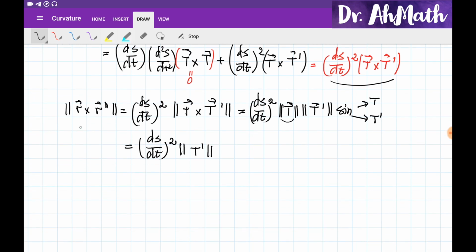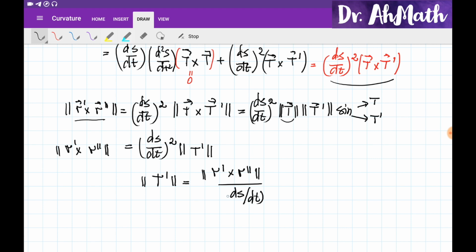Okay, so we've got this equation, right? The norm of r prime cross product r double prime is equal to this value. From here, we can find the norm of T prime. That is going to be equal to the norm of r prime cross product r double prime divided by (ds/dt) squared. So please note that the norm of r prime is equal to ds/dt. So that is why we can substitute (ds/dt) squared as the norm of r prime squared. So we can write the norm of r prime cross r double prime divided by the norm of r prime squared.